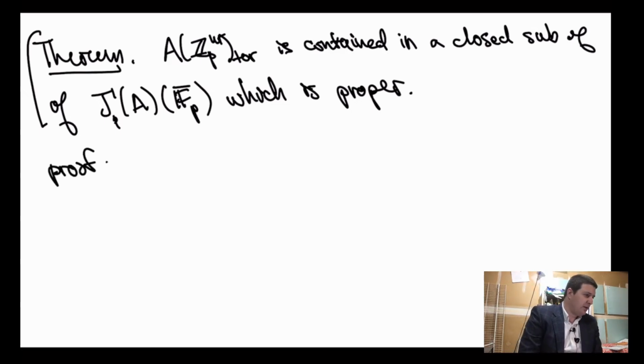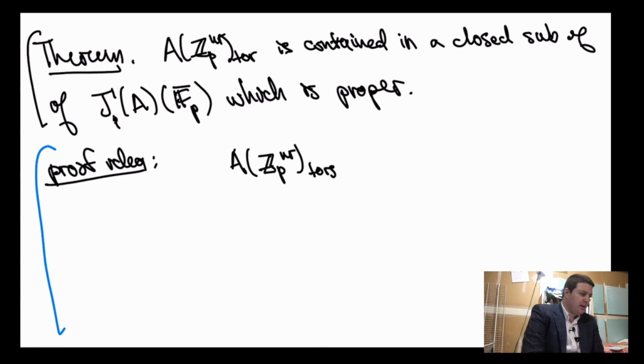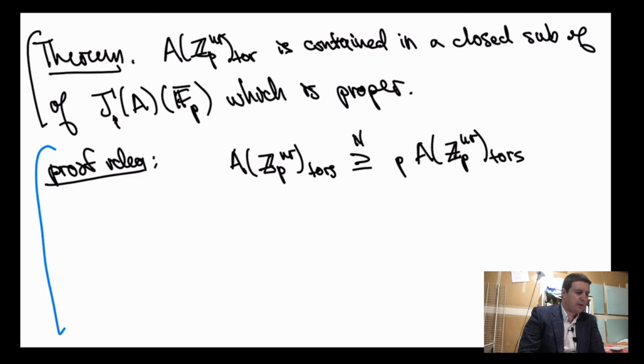Okay, so I want to describe why the torsion points are contained in something proper. We already know that this extension here is finite index because multiplication by p is an isogeny.